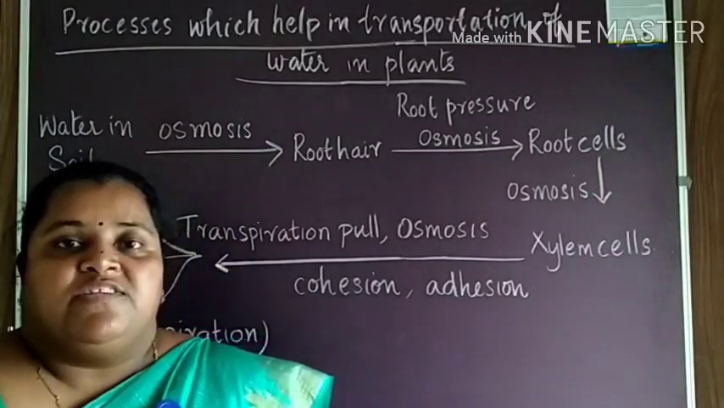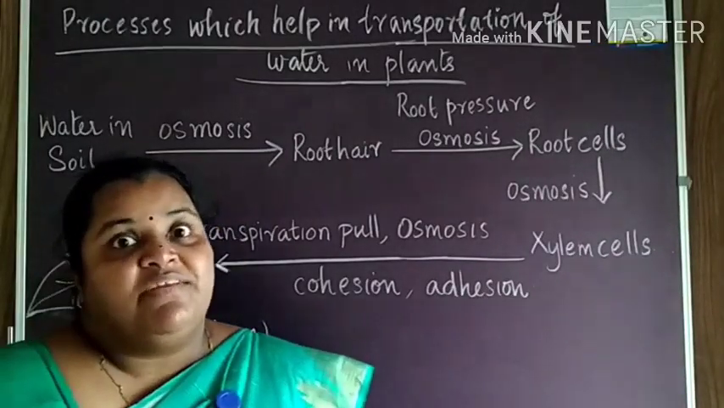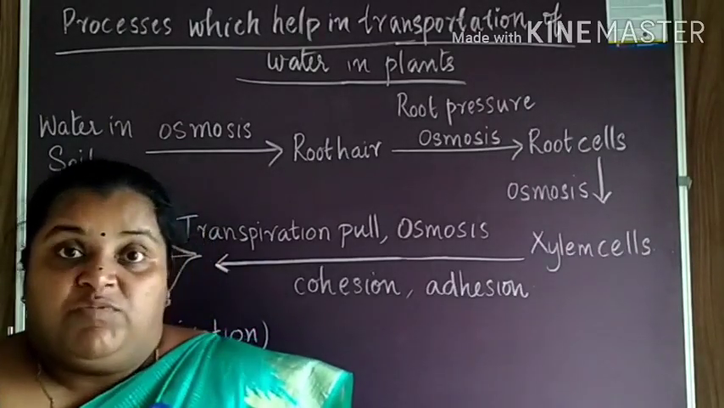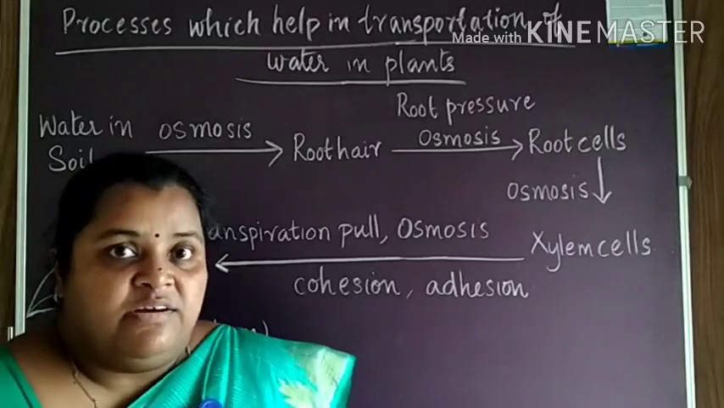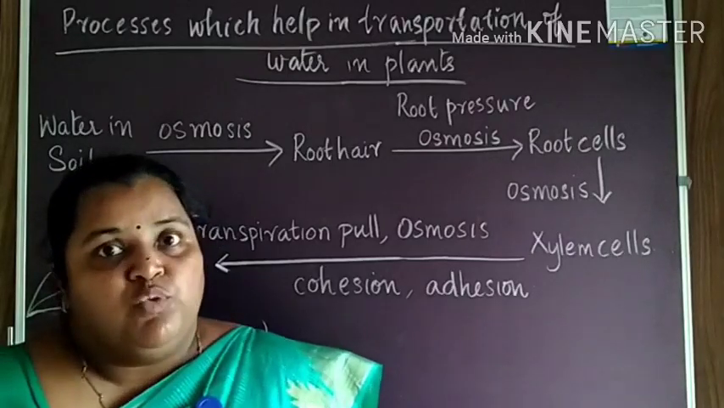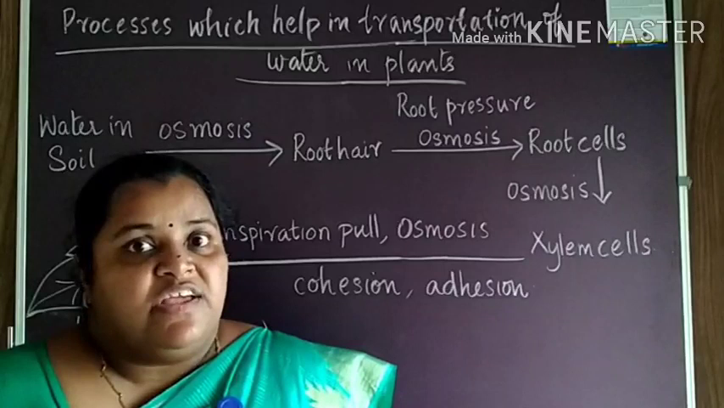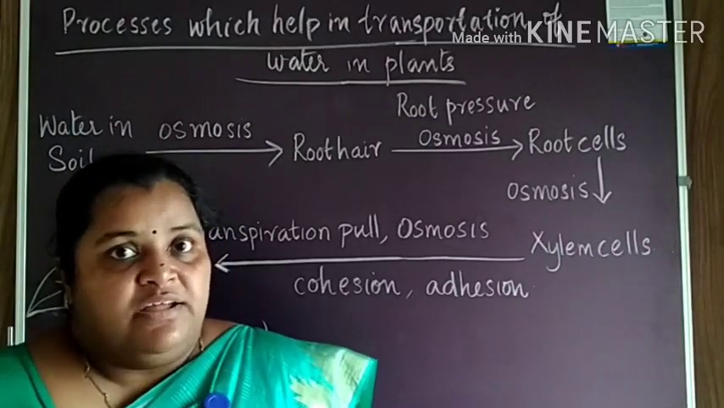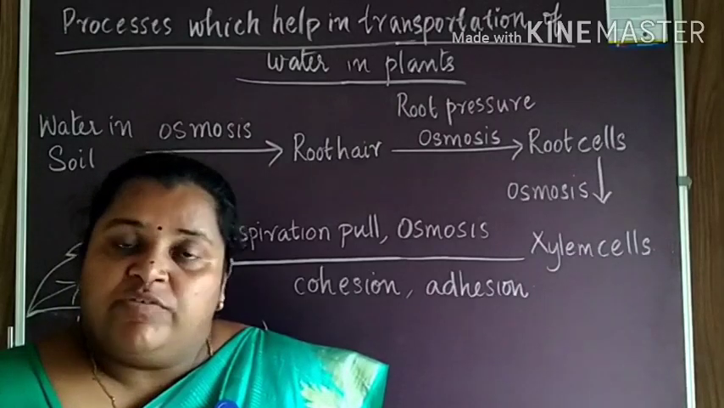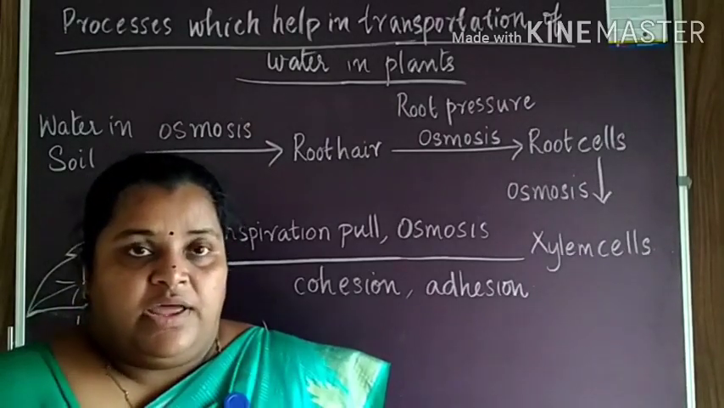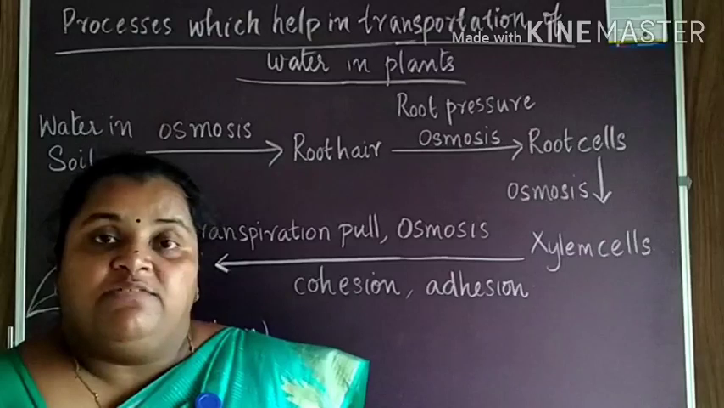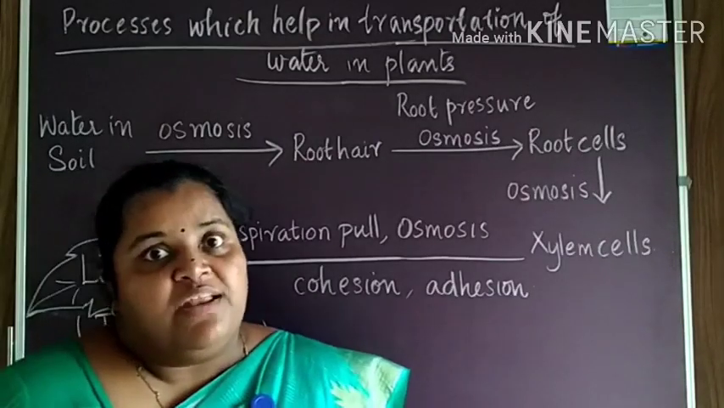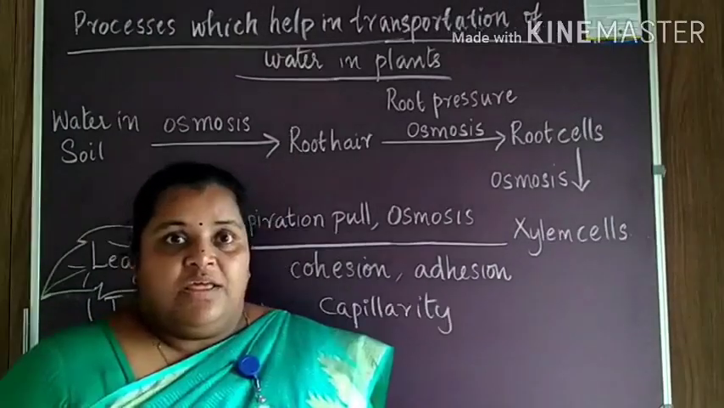Already in lower classes you have learnt an experiment related to the peperomia plant. Do you remember? When we put the peperomia plant in a colored solution and keep it for a few hours, and take a section of the stem, you can see that the xylem gets colored due to absorption of colored water. And the colored water reaches the leaves also. That shows the transportation of water through the xylem vessel to the leaf.